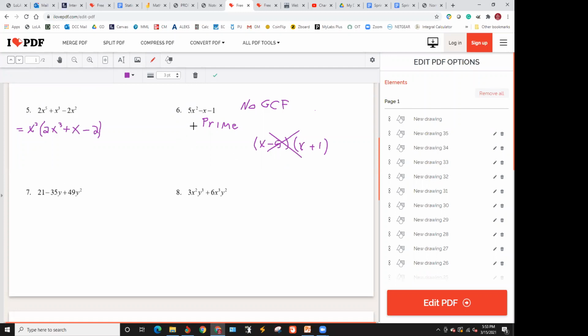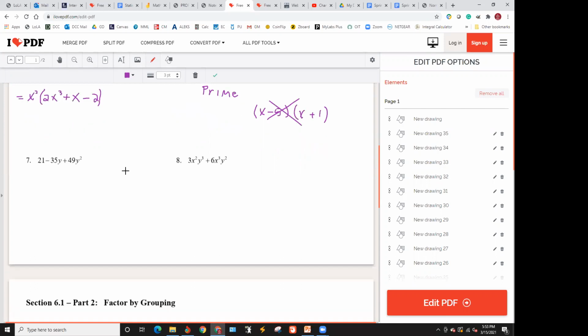Now, when you get up into 6.3 and 6.4, yes, that's factorable. We're not worried about that right now. Okay, number 7. You might want to rewrite it largest to smallest. I don't know that that's really necessary, but go ahead and work on 7 and 8 if you'd like.